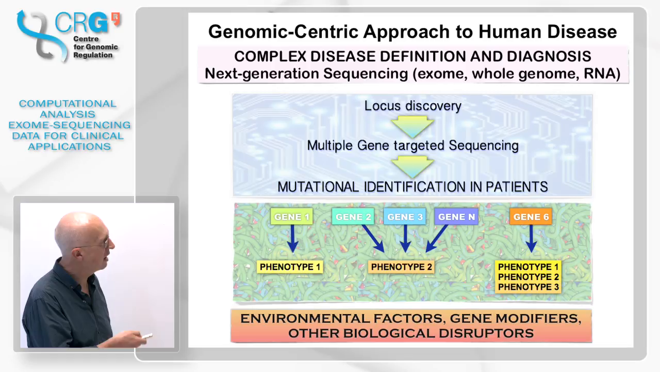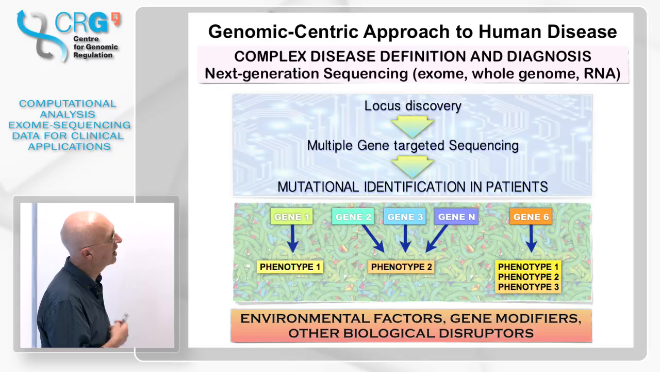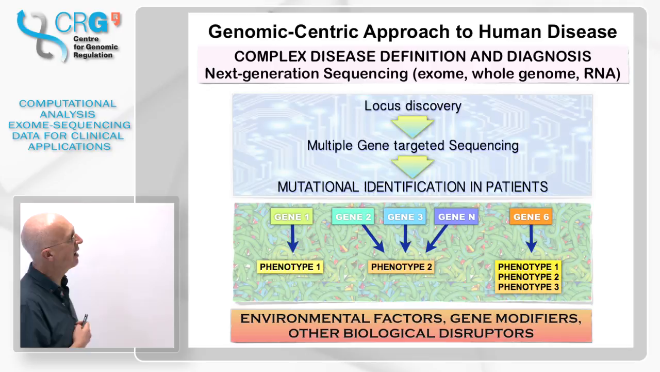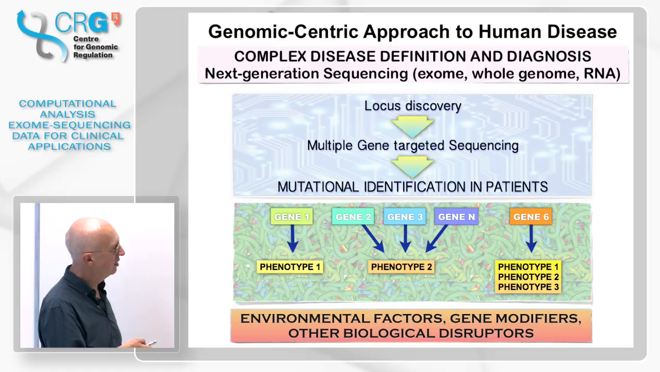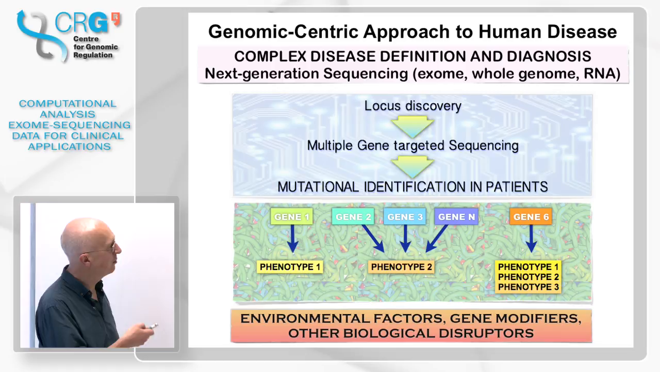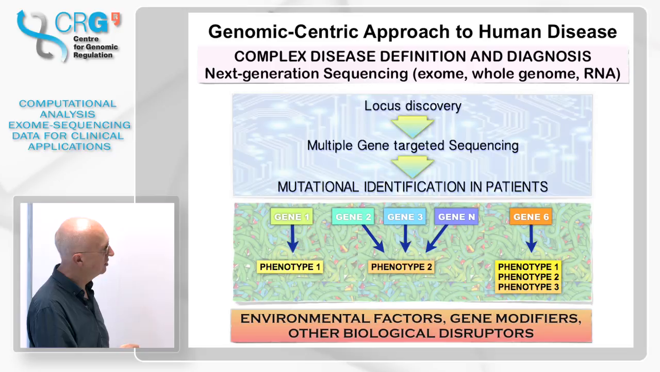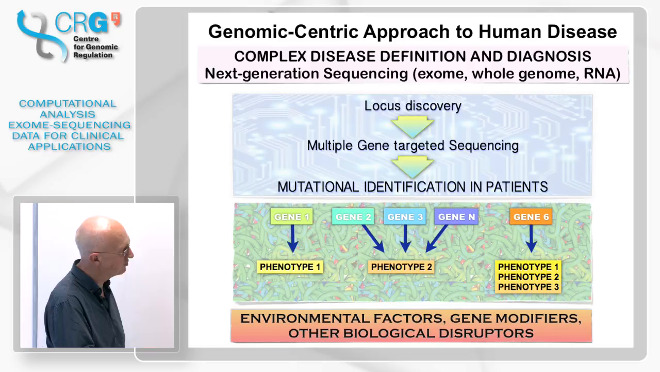RNA has not been used much from the diagnostics point of view, but my guess is that this is going to increase very rapidly, especially as we are getting better and better tools for the analysis. But for the majority of human disease we are now going in a genome-centric approach in which we will first characterize the genome, characterizing the genes that are responsible for the different phenotypes. In some cases there will be a gene responsible for several phenotypes, in other cases there will be many genes that will lead to a given phenotype.